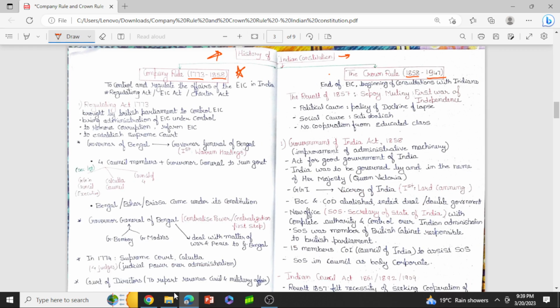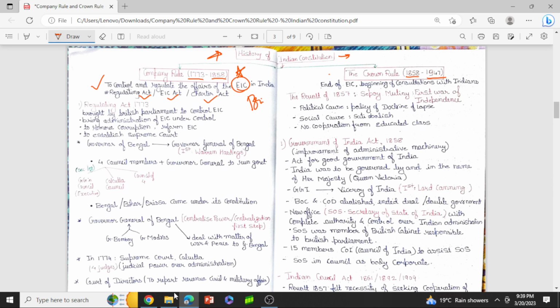So let's understand what was this company rule. The British Parliament came to India to control or administer the East India Company. Since East India Company was not able to survive or administer itself, in order to control and regulate the affairs of East India Company in India, company rule was formed. This is also known as Regulating Act, East India Act and Charter Act. So the alternative names you need to remember.